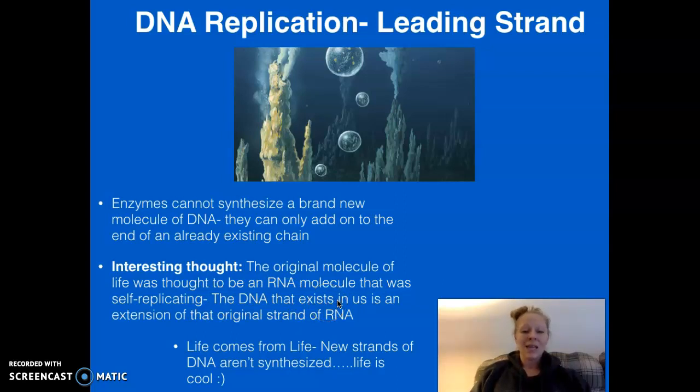And so DNA exists in all of us, and there's still some of that original language in all of us. So life comes from life. New DNA strands are not synthesized. Life is really interesting.